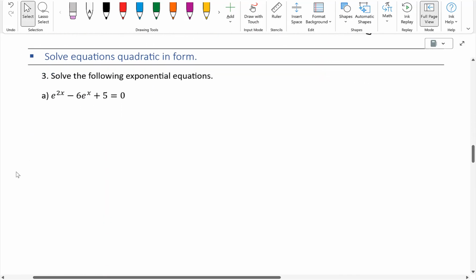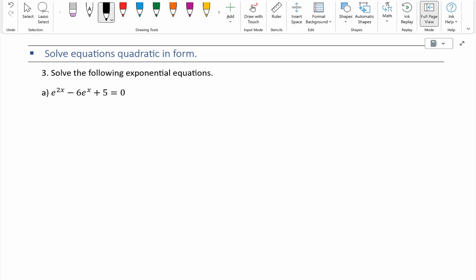All right, a couple more. Solving equations, quadratic in form now. 3, solve the following exponential equations. For a, we have e to the 2x minus 6e to the x plus 5 equals 0. That e to the 2x, if we're multiplying in the exponent, we know we could rewrite it as e to the x to the second power. When we raise to a power, we'd multiply those exponents together to get to the 2x. But we want to view it as something squared. Minus 6e to the x plus 5 equals 0. That's our quadratic in form.